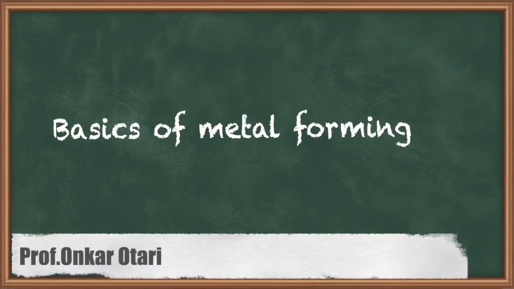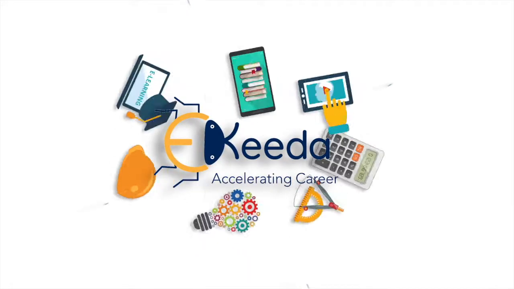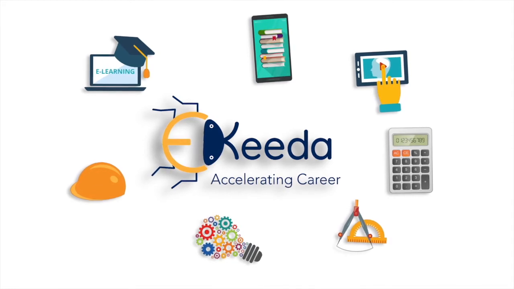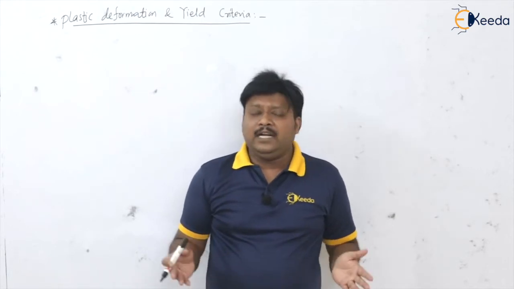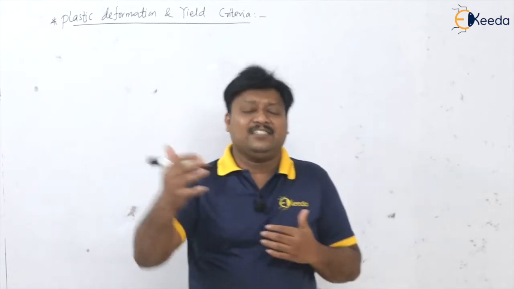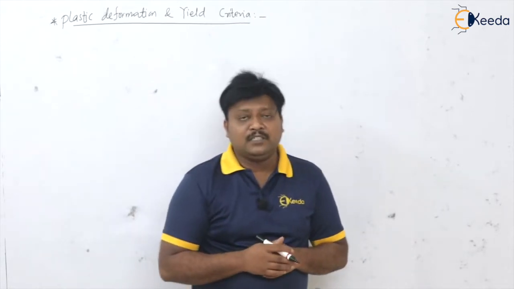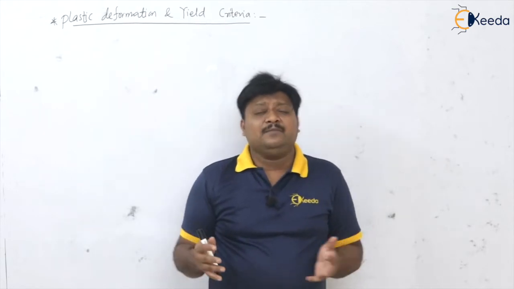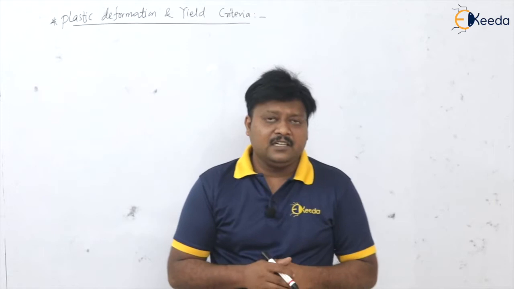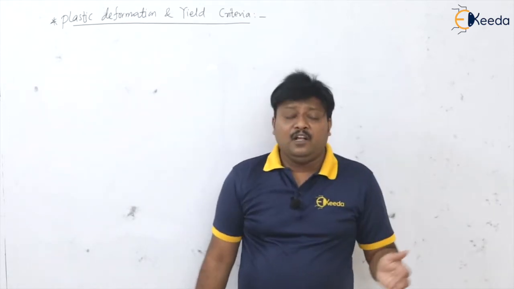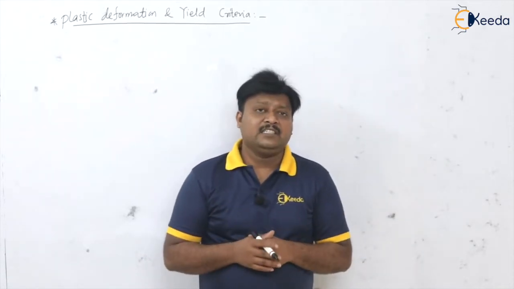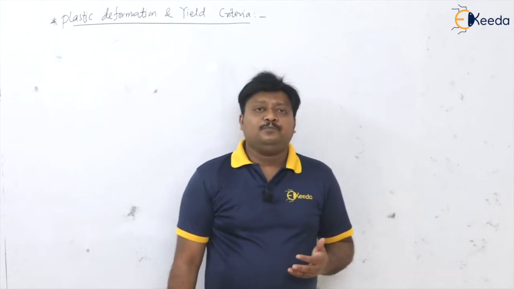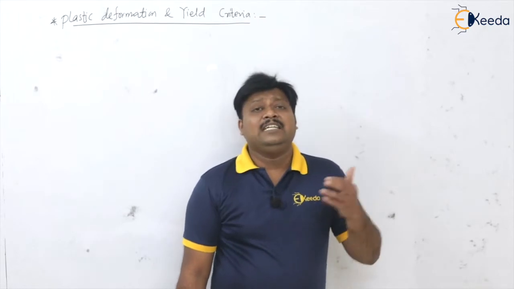Dear students, let us now discuss plastic deformation and yield criteria. We know that deformation occurs in a material when the stresses induced in it exceed its yield strength. But this behavior is limited to uniaxial loading conditions. In metal forming, we cannot say the loading will always be uniaxial. For that reason, we have to fix the criteria for yielding of the material.